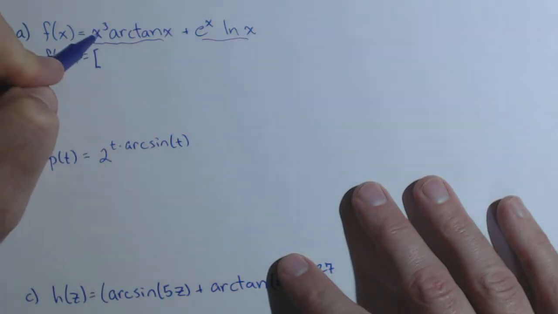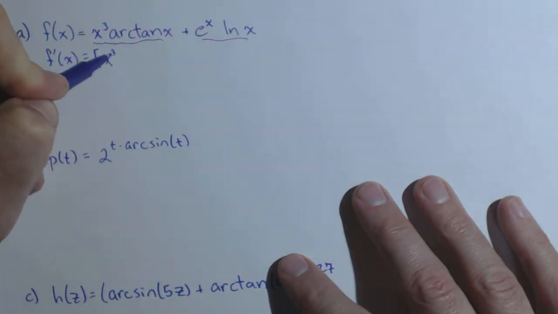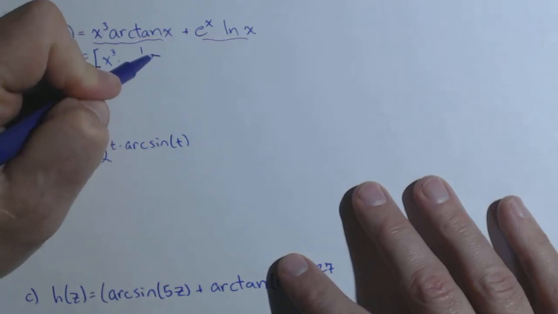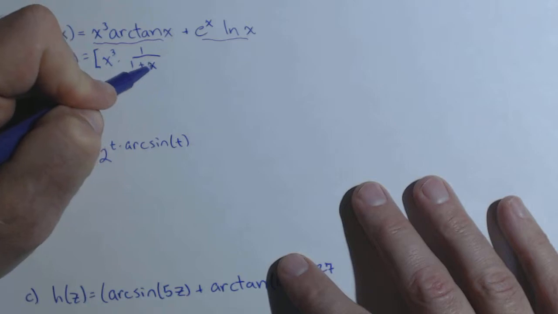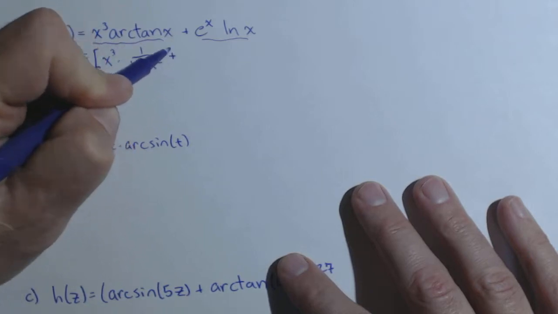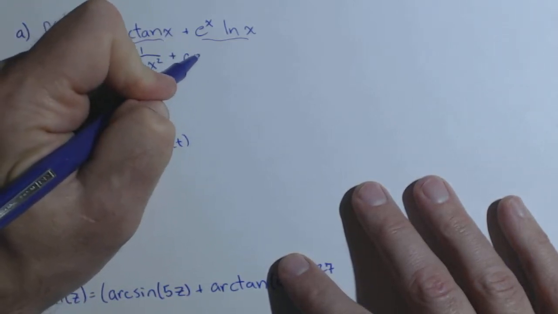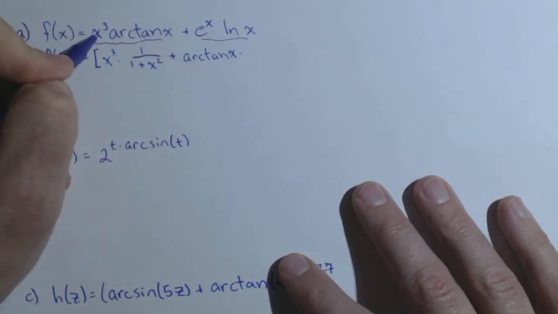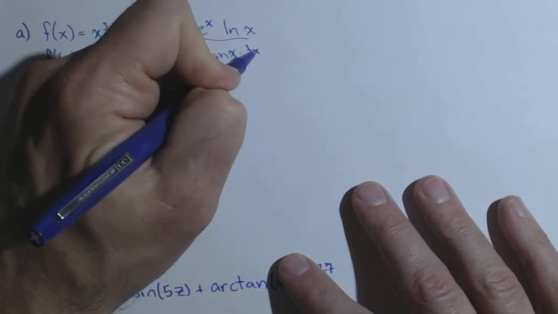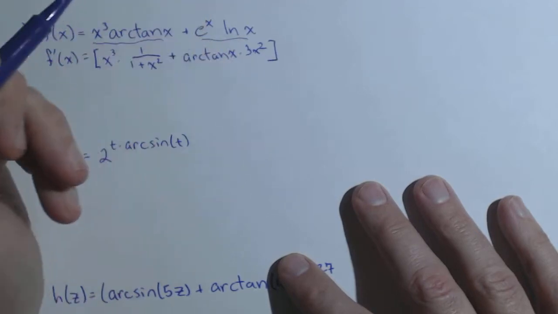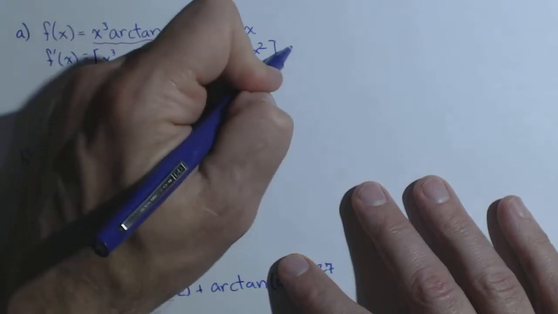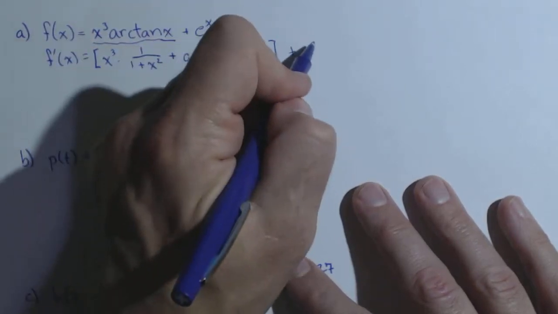So first product rule, I'm going to leave x cubed alone times the derivative of arctan. The derivative of arctan is 1 over 1 plus x squared. Plus, now I'm going to leave arctan alone times the derivative of x cubed, which is 3x squared. And my first product rule is done, but now I've got a second one for this second part.